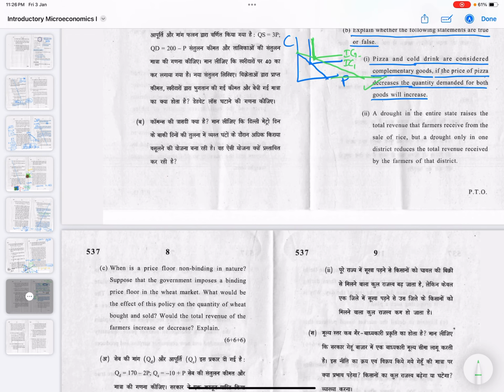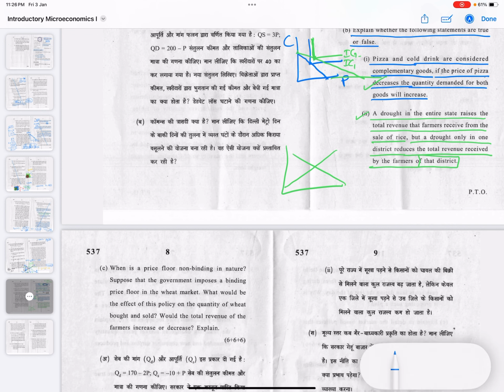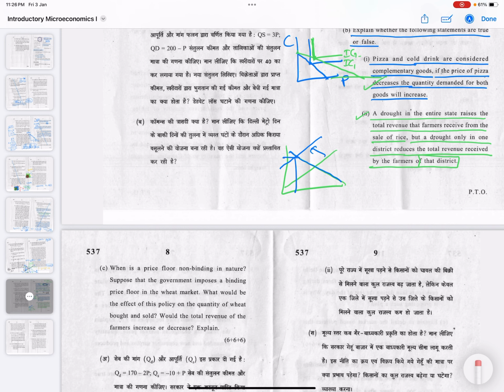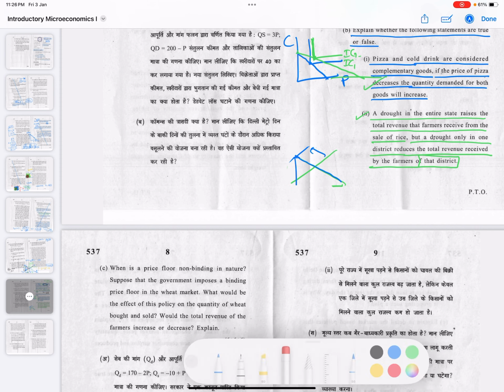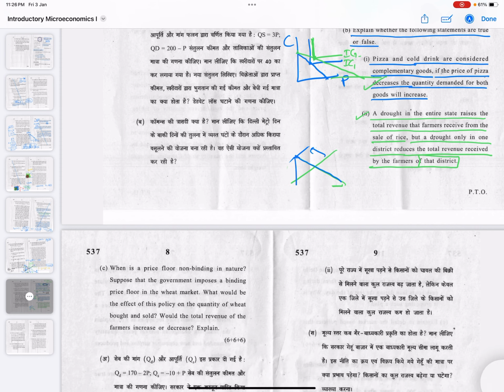Okay. Now looking at the next part: a drought in the entire state raises the total revenue that farmers receive from the sale of rice, but a drought only in one district reduces the total revenue received by farmers of that district. So what happens is, if there is a drought, it would impact the supply, and the supply would shift towards the left. So what we can see is the prices are rising. If it is for the entire state, then the consumers don't have any other option.